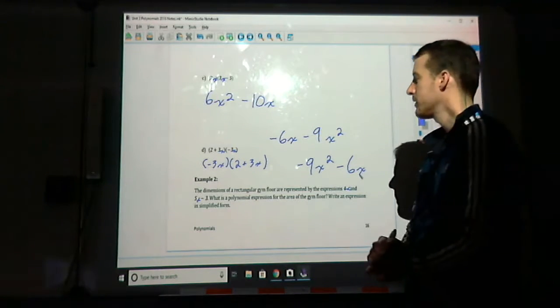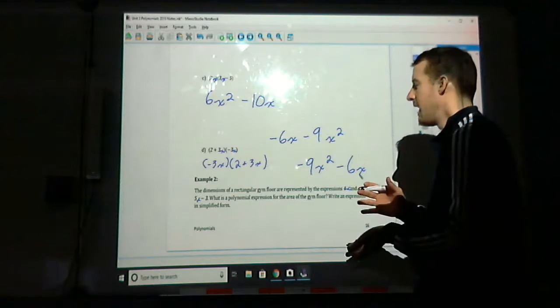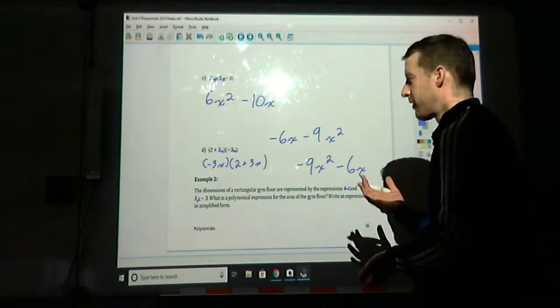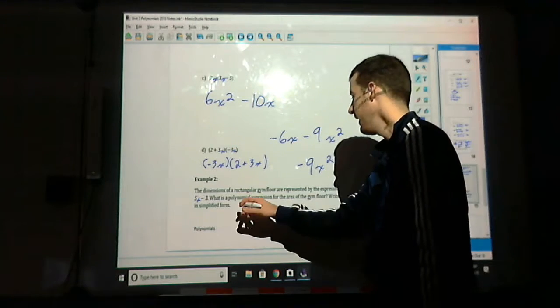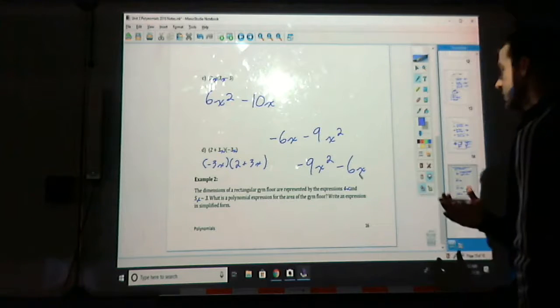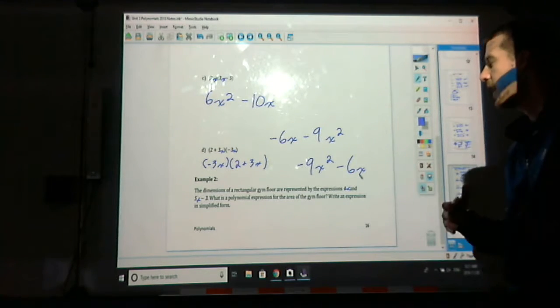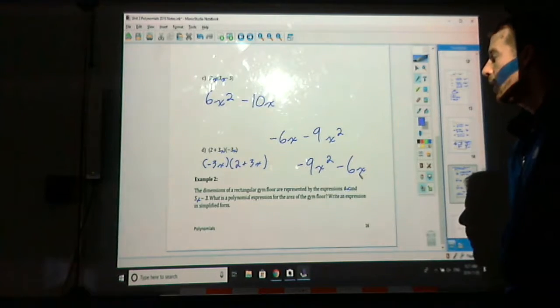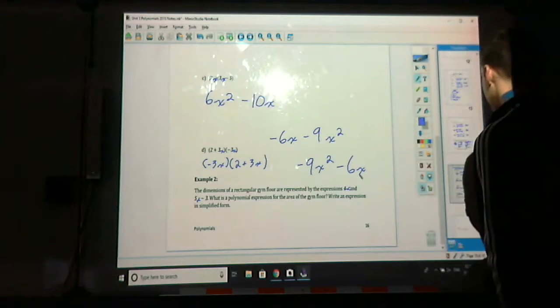Okay, example 2, we're going to look at another word problem. Same rules apply. We're just now dealing with polynomials and monomials. So, the dimensions of a rectangular gym floor are represented by the expressions 4x and 5x minus 3. So what is a polynomial expression for the area of the gym floor? And write that in a simplified expression.